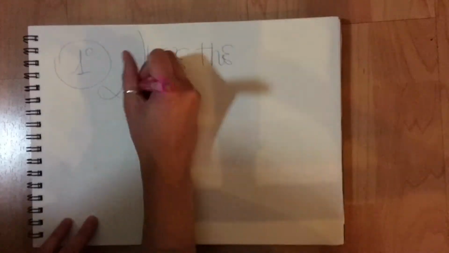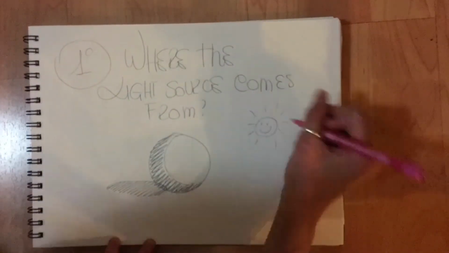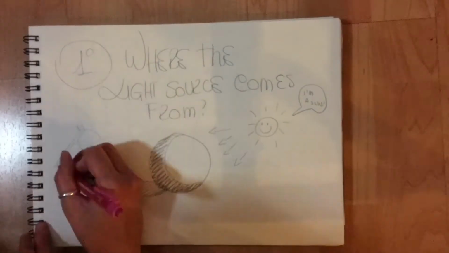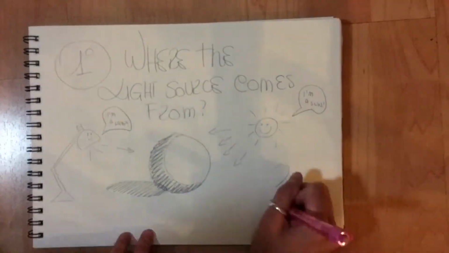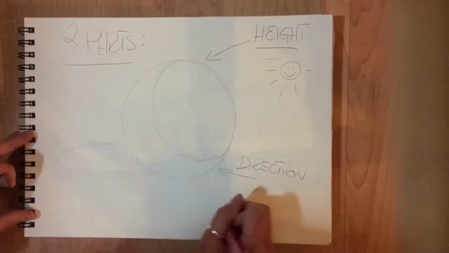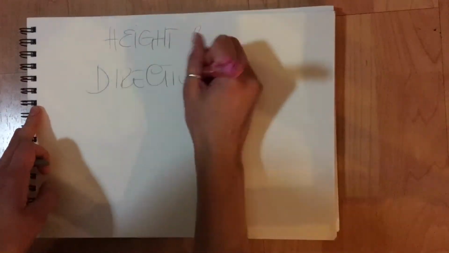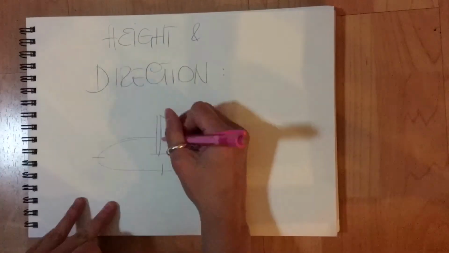Tip number 1. The light source. Where is the light coming from? This is the first question that we have to ask ourselves when we start to draw the shadows. The light source is composed of two different parts, the height and the direction. These two parts allow us to understand where the light is coming from, kind of like an idea.